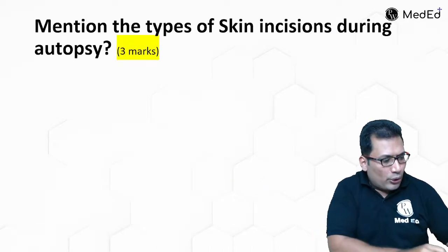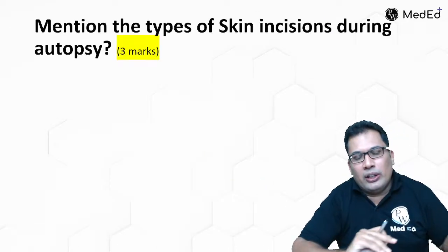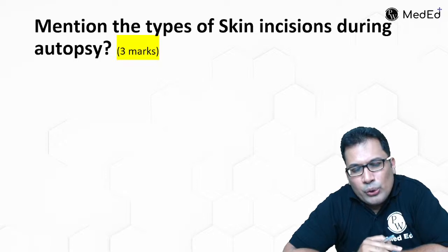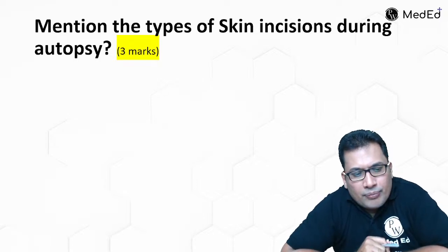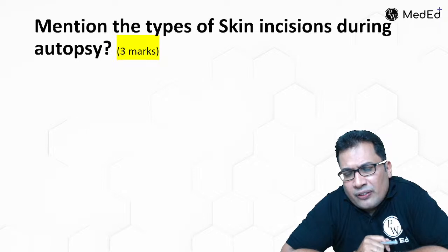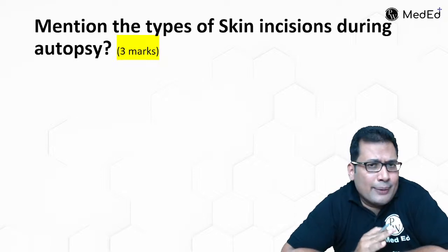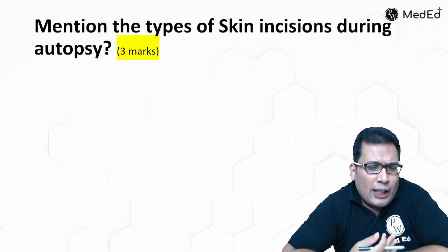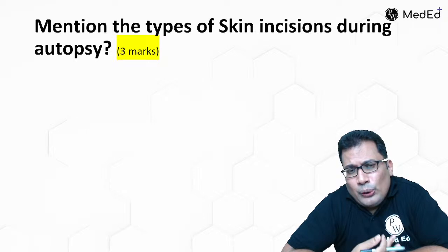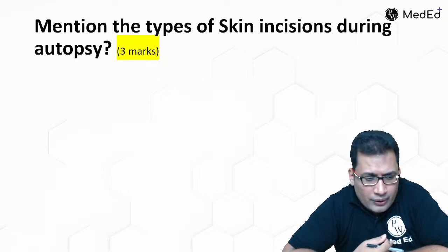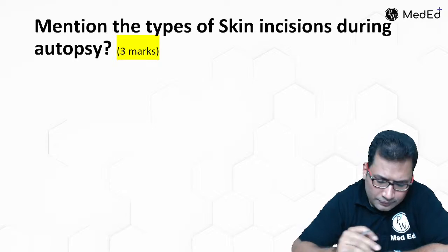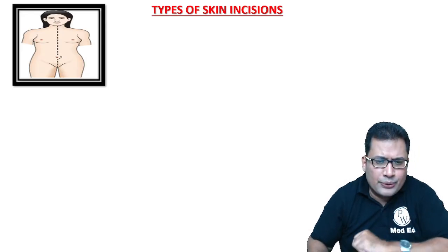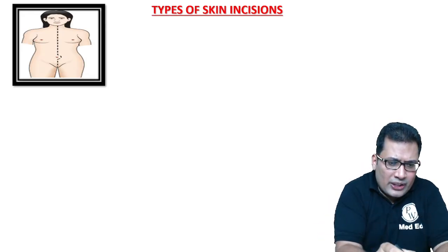So next, some questions about medico-legal autopsy. Usually a 3 marks question is asked from the medico-legal autopsy. Mention the types of skin incision during autopsy. 3 marks question. So what are the types of skin incision during autopsy? Anybody can name one type of skin incision? There are many types. This is the commonest type: eye-shaped incision.